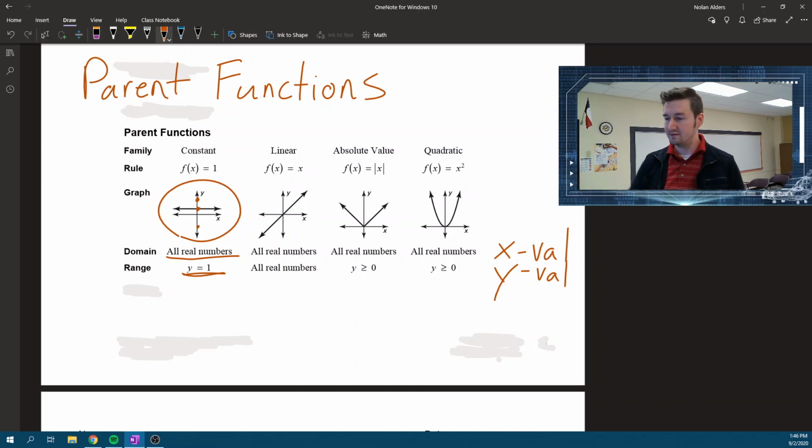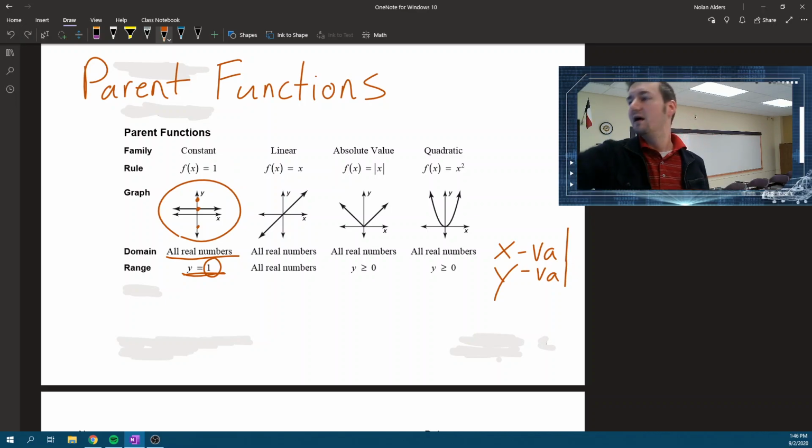Okay. You might notice, you might connect that the range turns out also to be what the function is equal to. And so you can tell that with constant functions, anytime you're trying to figure out the range, it's always just going to be equal to whatever the rule is equal to for constant functions. Okay, let's look at our linear function now.